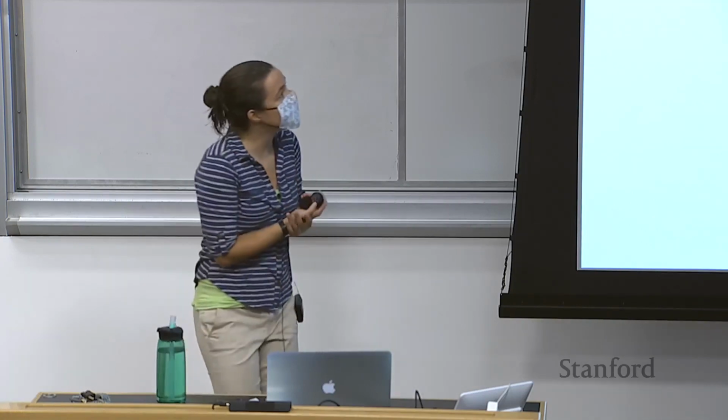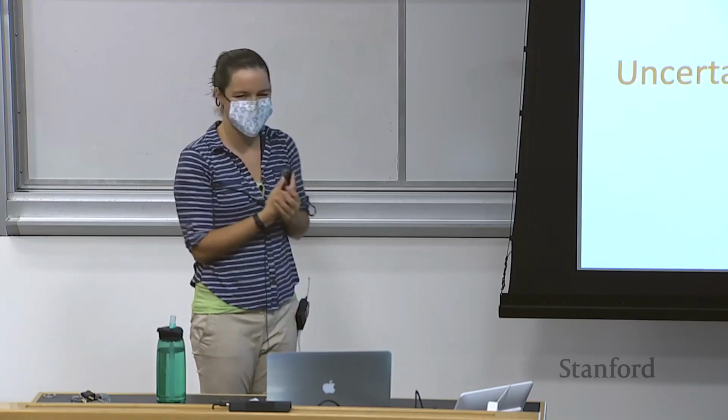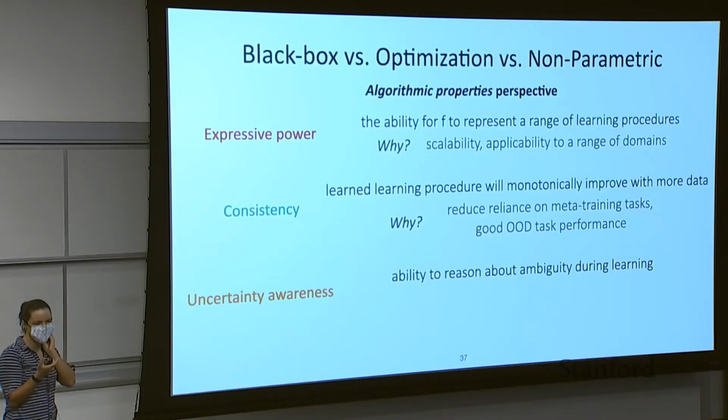Okay, and then one other property that I'll mention is what I'll refer to as uncertainty awareness. In particular, if you have a very small number of examples, it may be that your task isn't actually fully defined in some ways. It may actually be unclear what the correct behavior is. And it's nice if our algorithms can reason about that ambiguity and tell us when they aren't sure about the task, versus just trying to guess something without saying whether they're unsure or not.